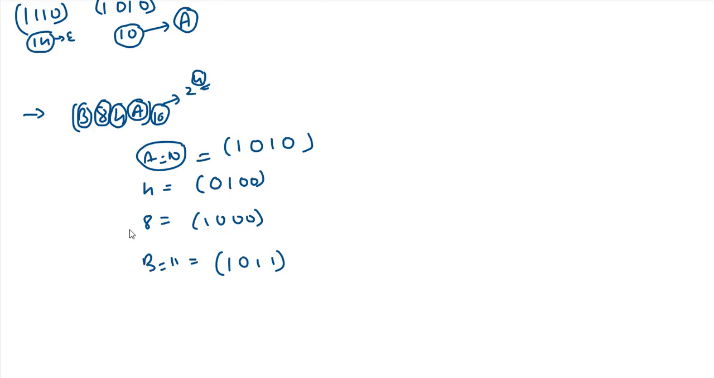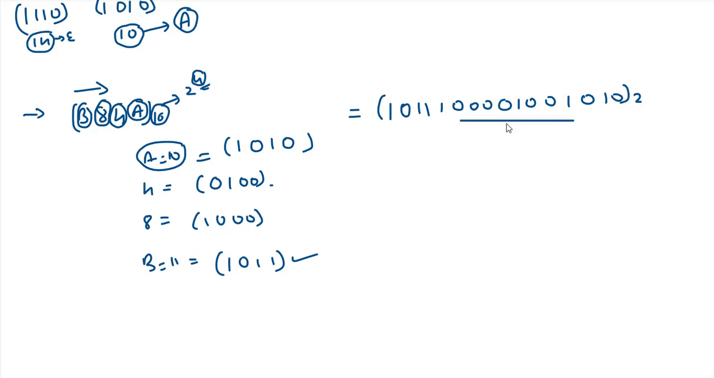So starting first with B, 8, 4 and A, in the same sequence in which this base 16 number has been written. This will be 1, 0, 1, 1. First we have written for B, then we'll write for 8, which is 1, 0, 0, 0. Then for 4 it will be 0, 1, 0, 0. Then for the alphabet A it will be 1, 0, 1, 0. This will be the base 2 or the binary equivalent of this number.